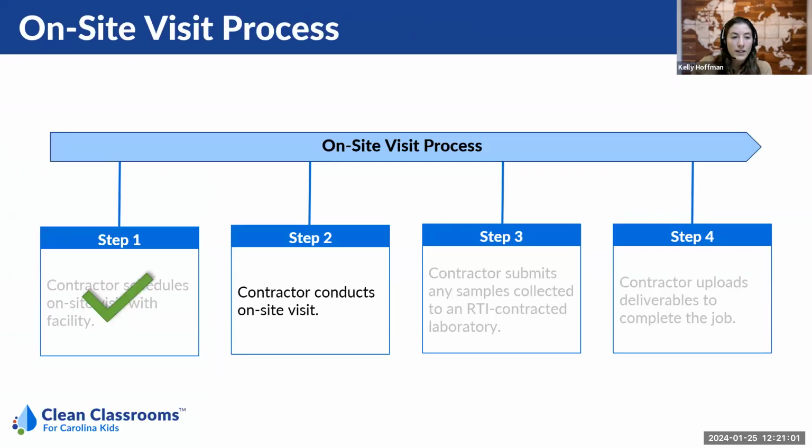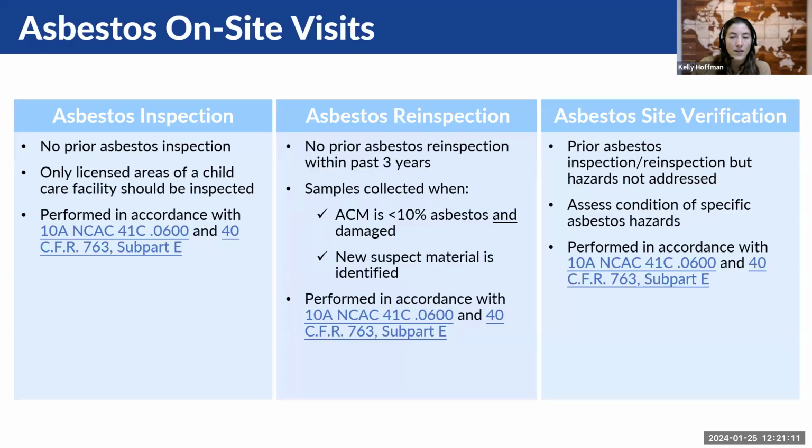Okay, so after the on-site visit is scheduled, step 2 is the contractor conducts the on-site visit. There are 3 types of asbestos on-site visits. I showed those earlier on the job type slide. So most of this information is not new to you all.